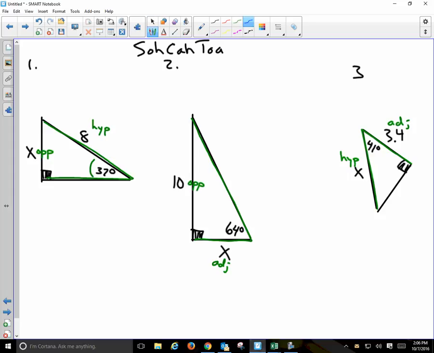The second skill is to be able to then take these pieces and decide whether we use sine, cosine, or tangent. So for the first one, do you use sine, cosine, or tangent? I use sine. Why? Because you're looking for the opposite, and you're given the hypotenuse. So O and H. So we use sine. Let's set it up. Sine of 37 degrees over 1 is equal to opposite over hypotenuse. Opposite is x, hypotenuse is 8.